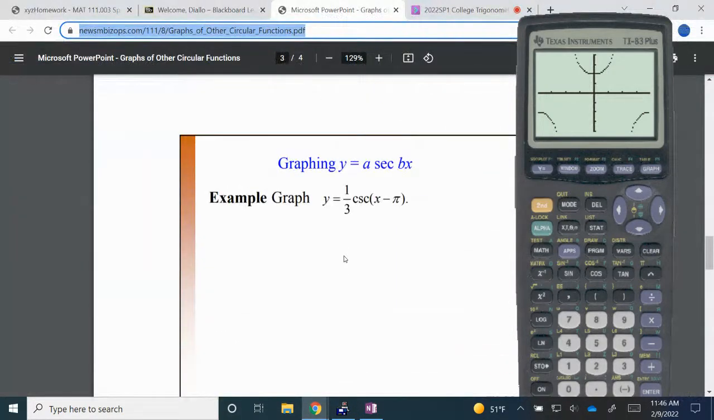All right, next we're going to graph 1/3 times the cosecant of x minus pi.